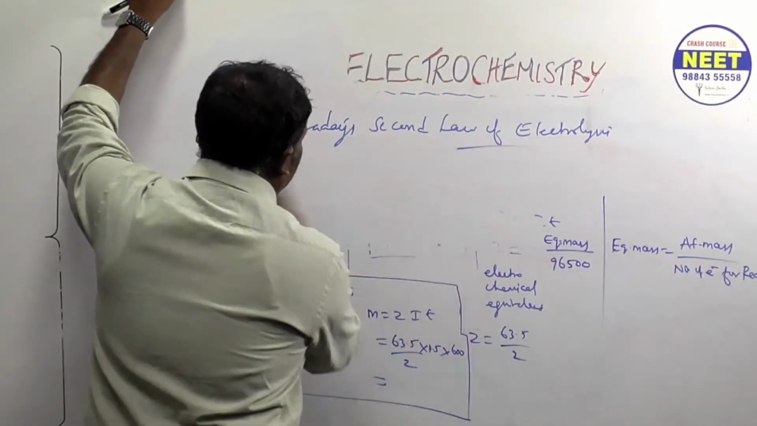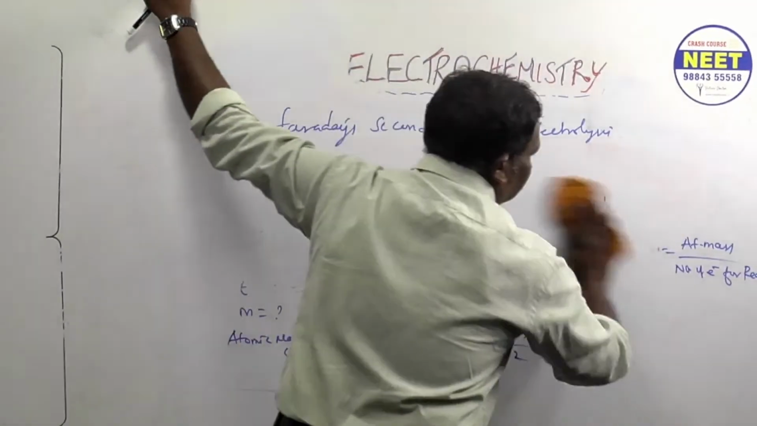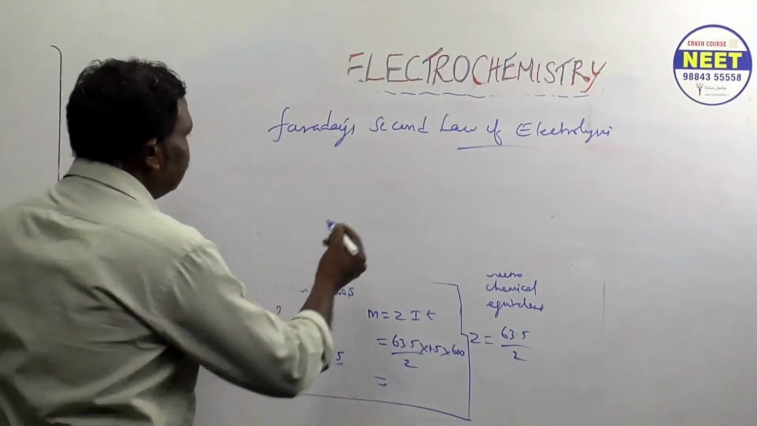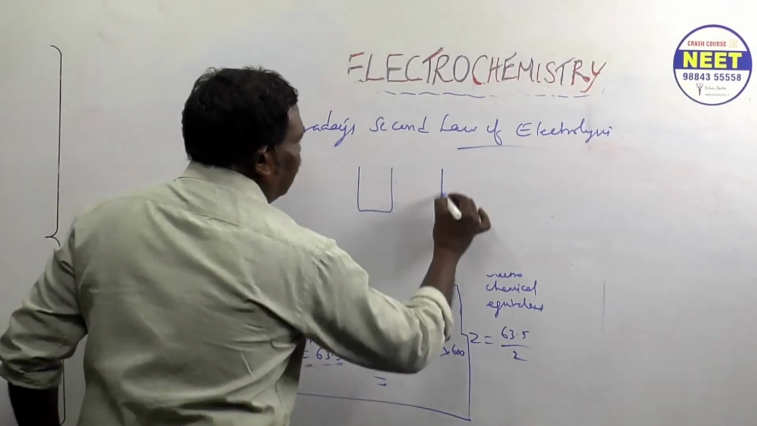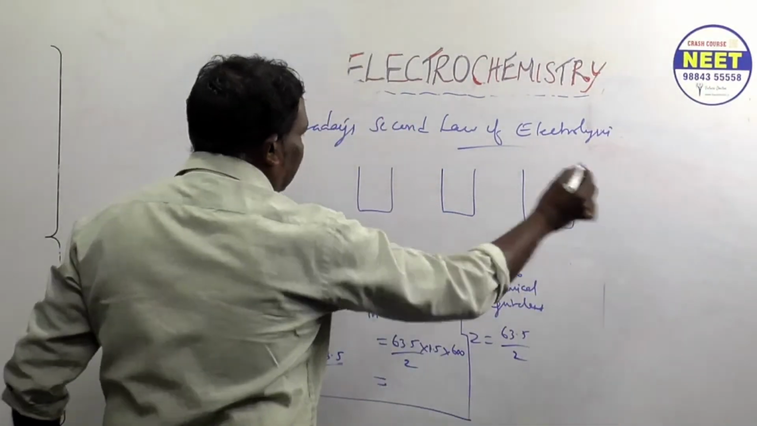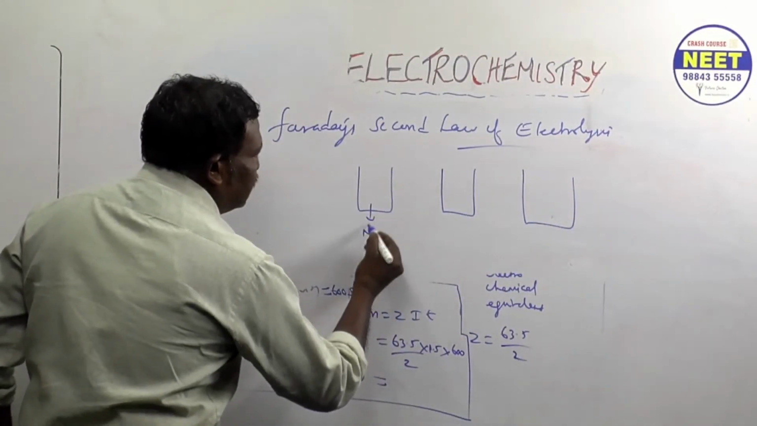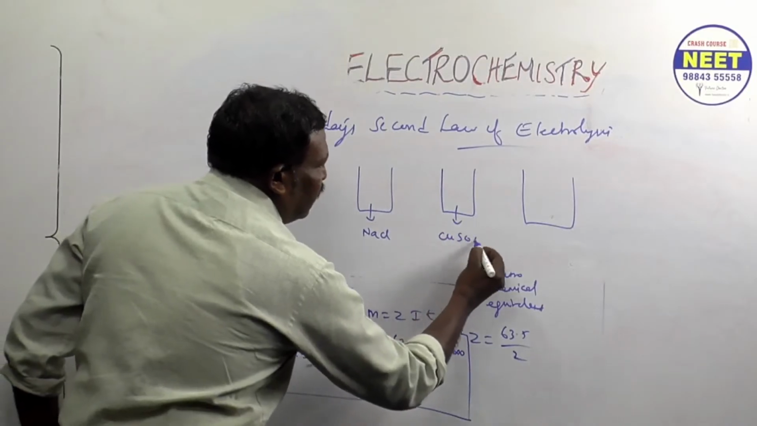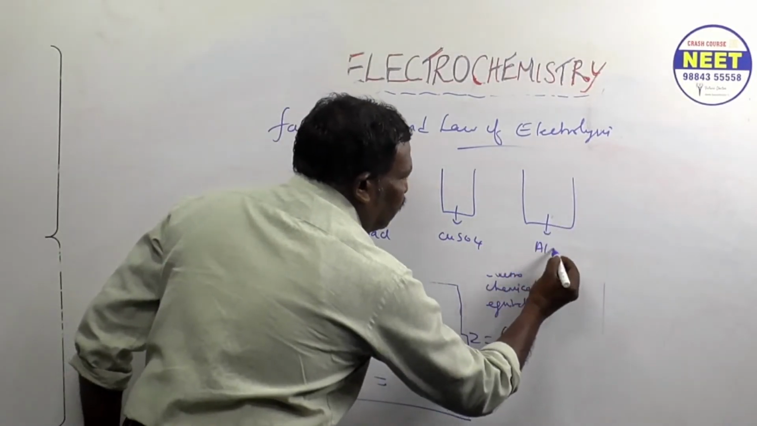So, the only statement they'll ask here, see, simple one. Listen, suppose I am taking 3 different electrolytes, not 3 or 4, we can take whatever it may be. In this vessel I am taking sodium chloride, in this vessel copper sulfate, and in this vessel aluminum chloride.